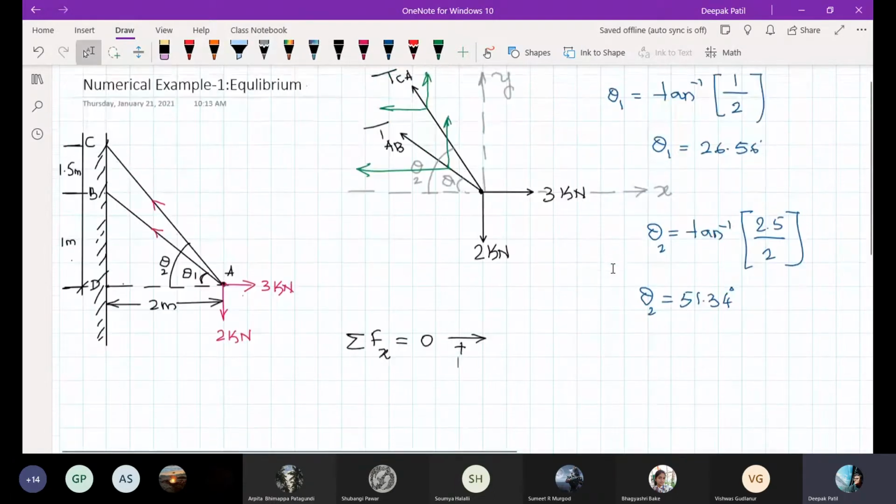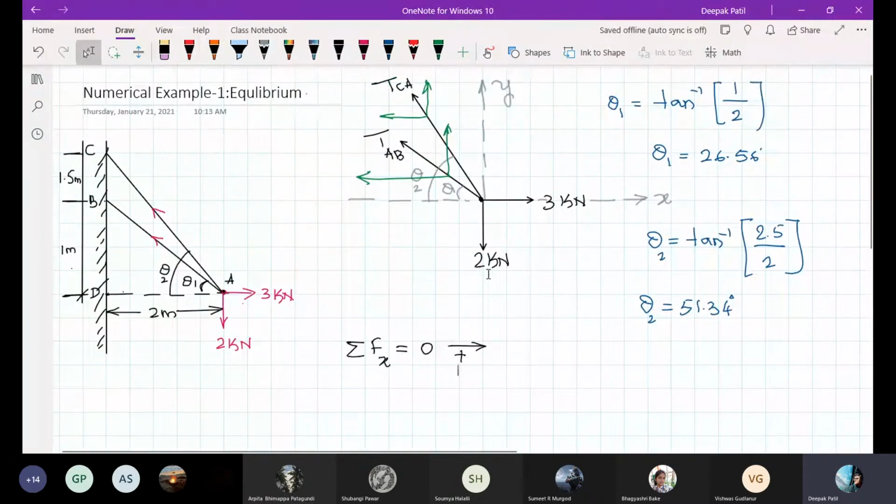Okay, let us start. Should I take the 2 kilonewton in the summation of Fx equal to 0 equation, students? No, you should not take it, right? Because it is purely in y direction. But I should take 3. Since 3 is in the positive x-axis, I should write it as plus 3.